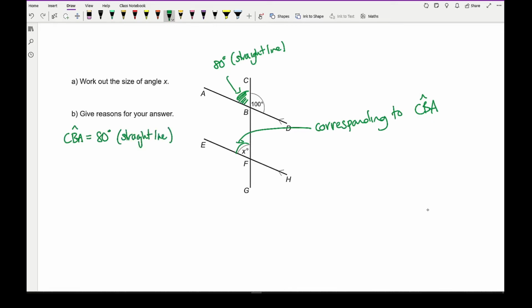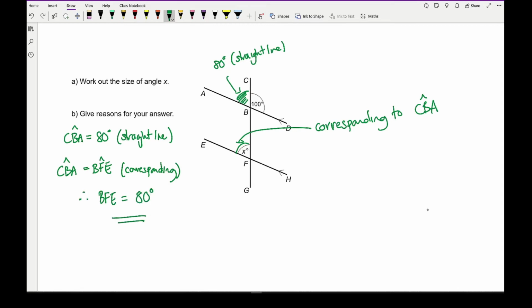And CBA is equal to BFE because they are corresponding. And writing your explanation just like that would be absolutely fine. And so therefore BFE is equal to 80 degrees. And there is my final answer.